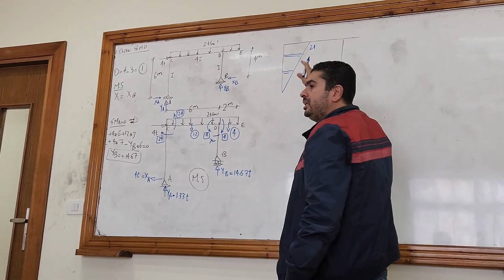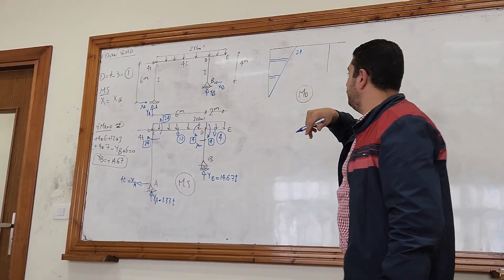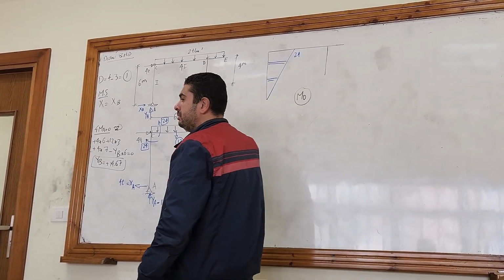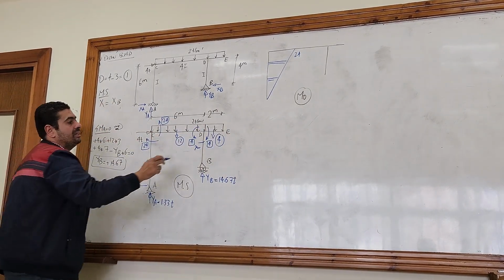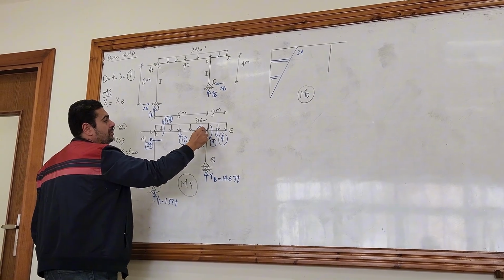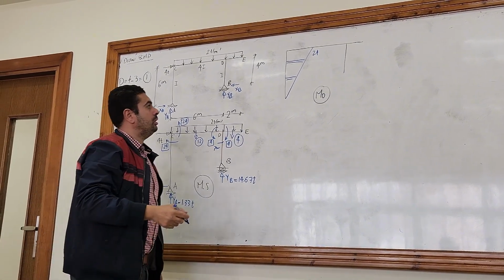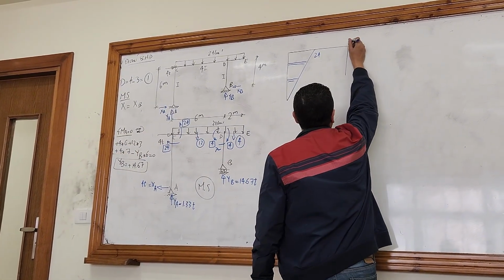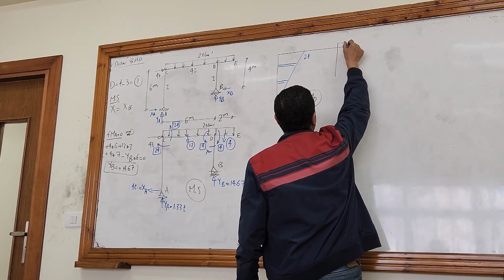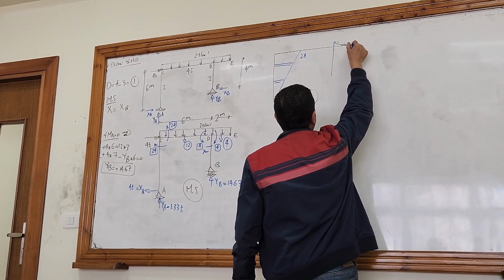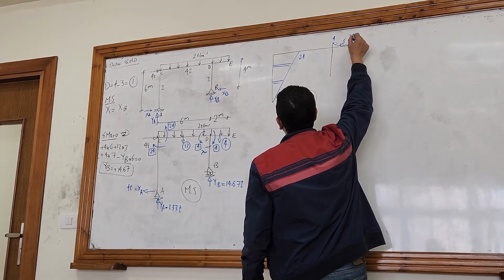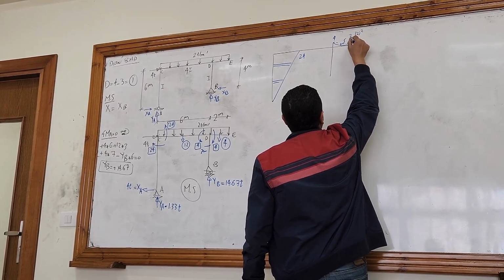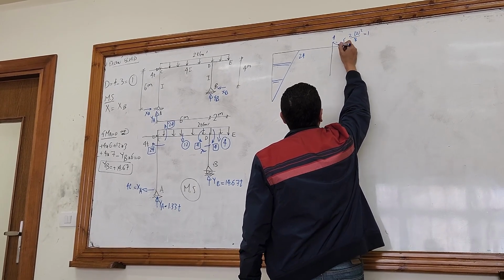For the column DB, the vertical member DB, no moment, 0 and 0. For the cantilever DE, the moment at E is 0, the moment at D is 4 upwards, and then join the beginning and the end, and PL squared over 8, which is 2 times 2 squared divided by 8, which is equal to 1.